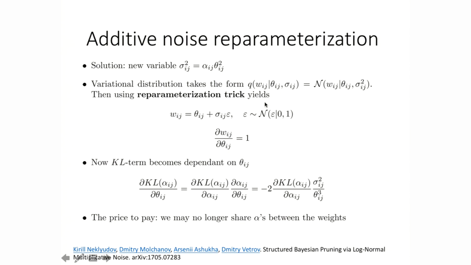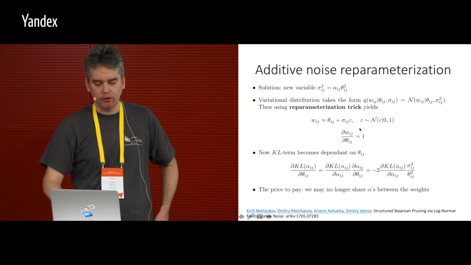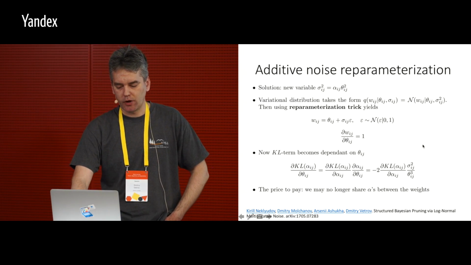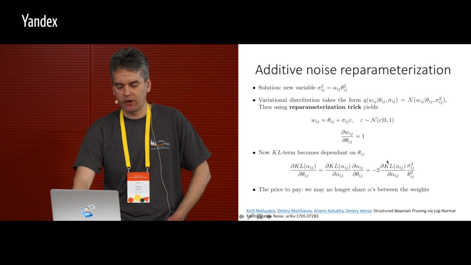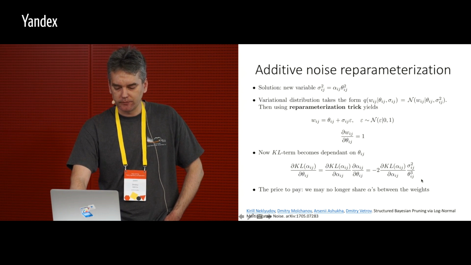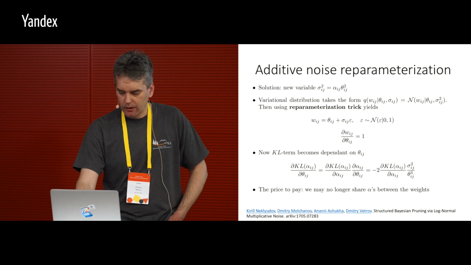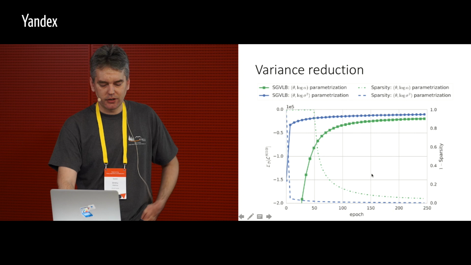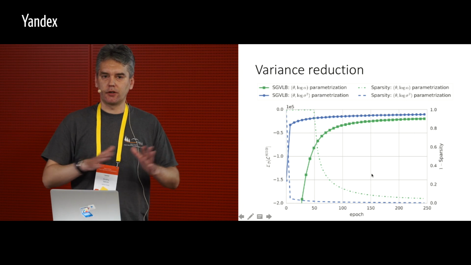Of course, in this parameterization, the KL term now becomes dependent on theta. In the parameterization theta alpha, the KL term didn't depend on alpha. In the parameterization theta sigma, the KL term depends on theta, but quite straightforwardly. So we may easily differentiate it by differentiating first KL with respect to alpha and then alpha with respect to theta. This is how it can be done.